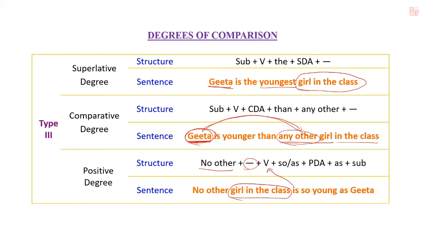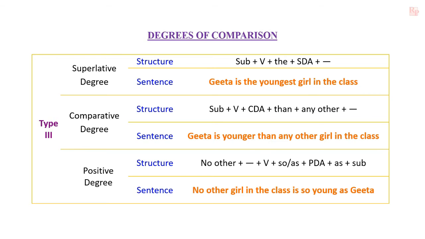And then, as we discussed in the previous videos, we should use so, and then a positive form of adjective should be written, then as, and then the subject comes last. You should remember three things in changing superlative degree to other degrees.